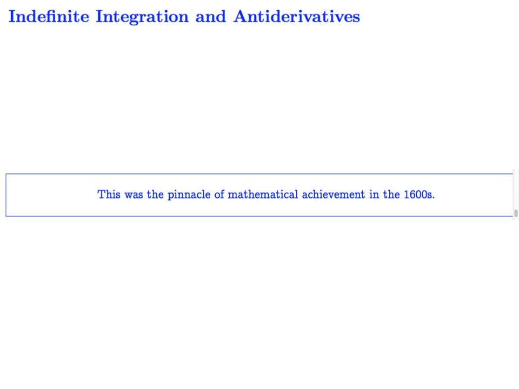So I'm not going to let you go without saying this a lot. This was the pinnacle of mathematical achievement in the 1600s. It brought together the ideas of derivatives and slopes. It brought together integrals and areas all together. And it's the reason why you have computers, cell phones, you name something pretty neat technology-wise that you have today, and it is pretty much a result of calculus.